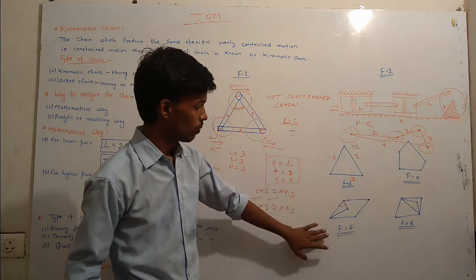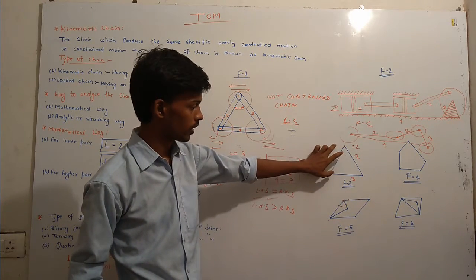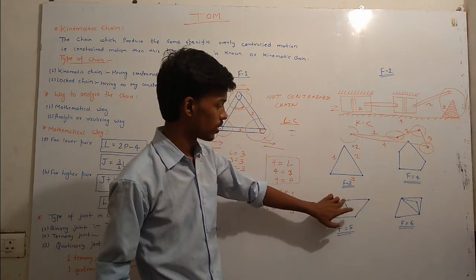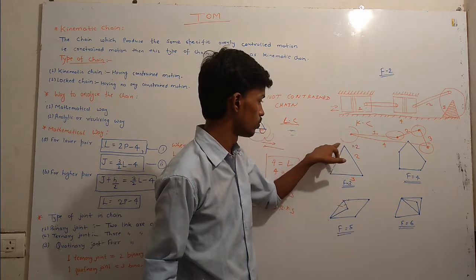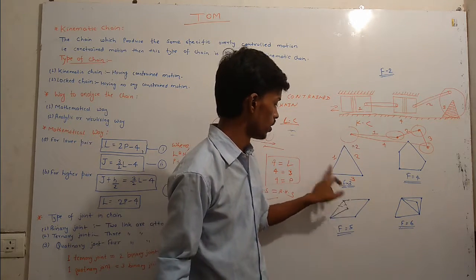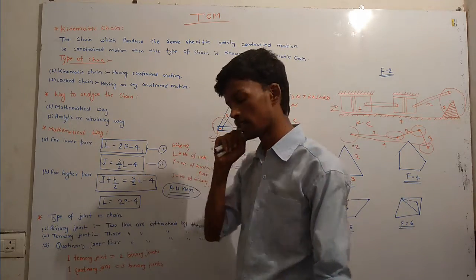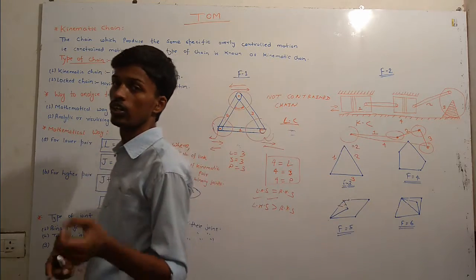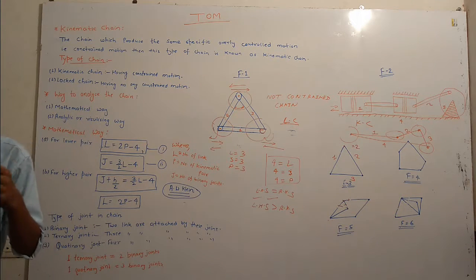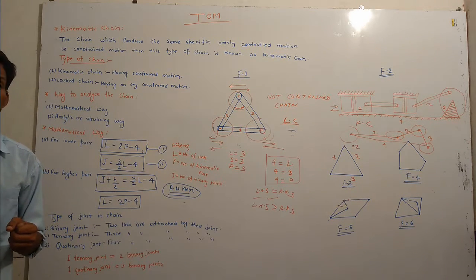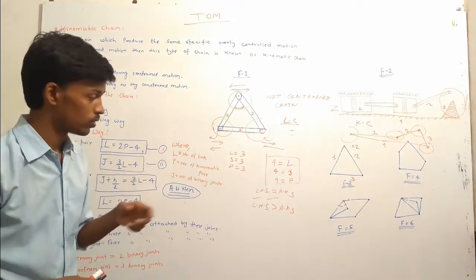As you can visualize in figures number 3, 5 and 6: in figure number 3, two links are joined at the first point. Here 3 links are joined. Here 4 links are joined. So this is known as a binary joint, this joint is known as a ternary joint, and this joint is known as a quaternary joint. I think you are able to understand what the binary, ternary and quaternary joints are. But we require binary joints to prove whether this is a kinematic chain or a locked chain by using formulas number 1 and 2.